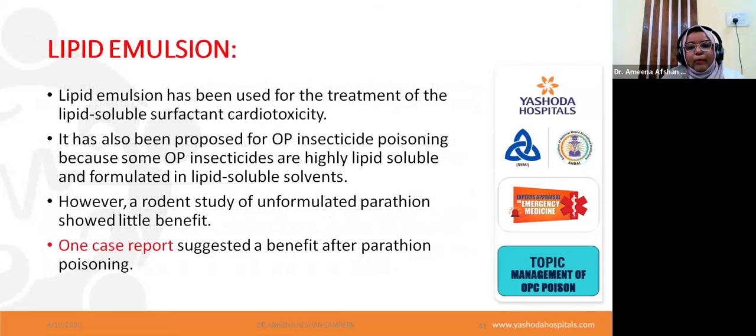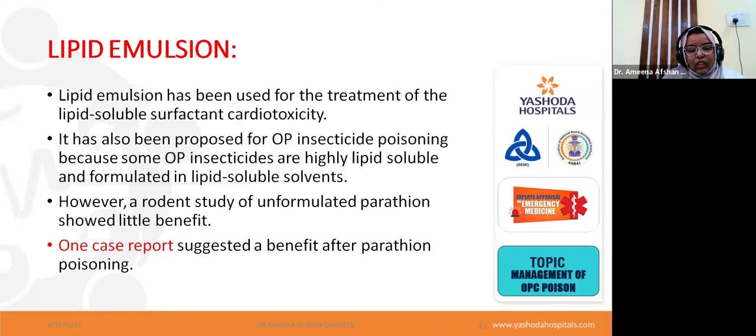Lipid emulsions, as we have commonly used for lipid soluble toxicity. OP compounds are highly lipid soluble, and the solvents that are used in these pesticides are also lipid soluble. So using a lipid emulsion can be a newer management. But a rodent study of unformulated parathion has shown little benefit. There is only one case report that has shown that a patient after parathion poisoning had some benefit after lipid emulsion therapy.